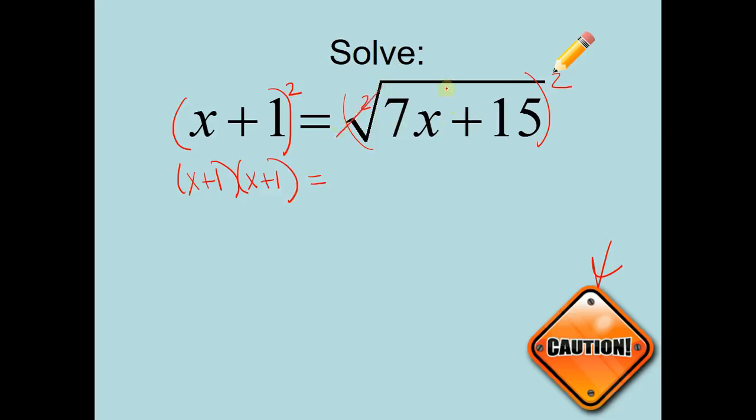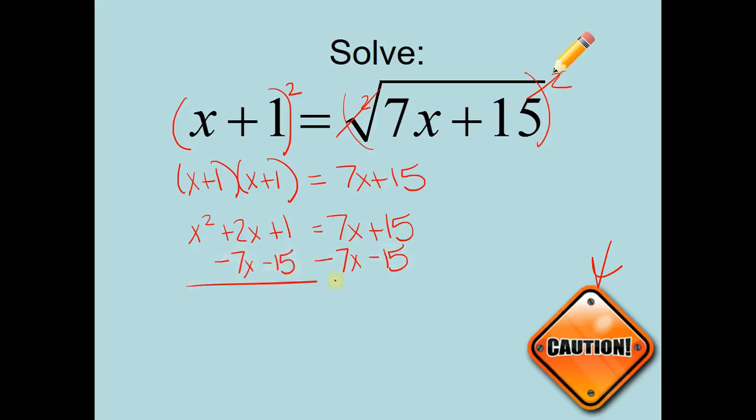And this would be equal to 7x plus 15. Let's FOIL out this side. So I got x squared plus 2x plus 1, right? x times 1, 1 times x. Yep. Equals 7x plus 15. Let's get everybody to the same side, shall we? There we go. That's canceled off. Equal to 0. So I got x squared, negative 5x, negative 14.